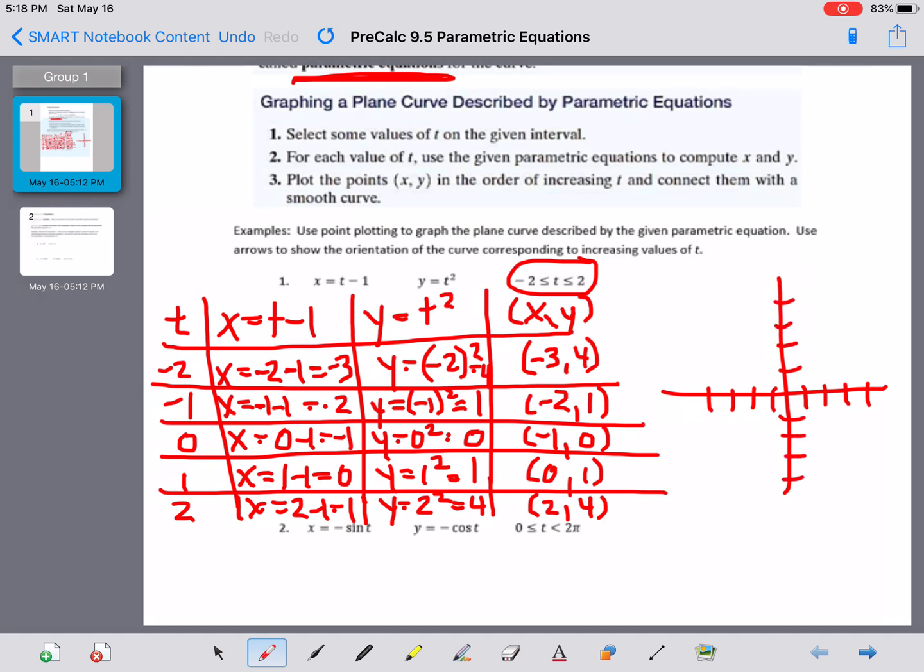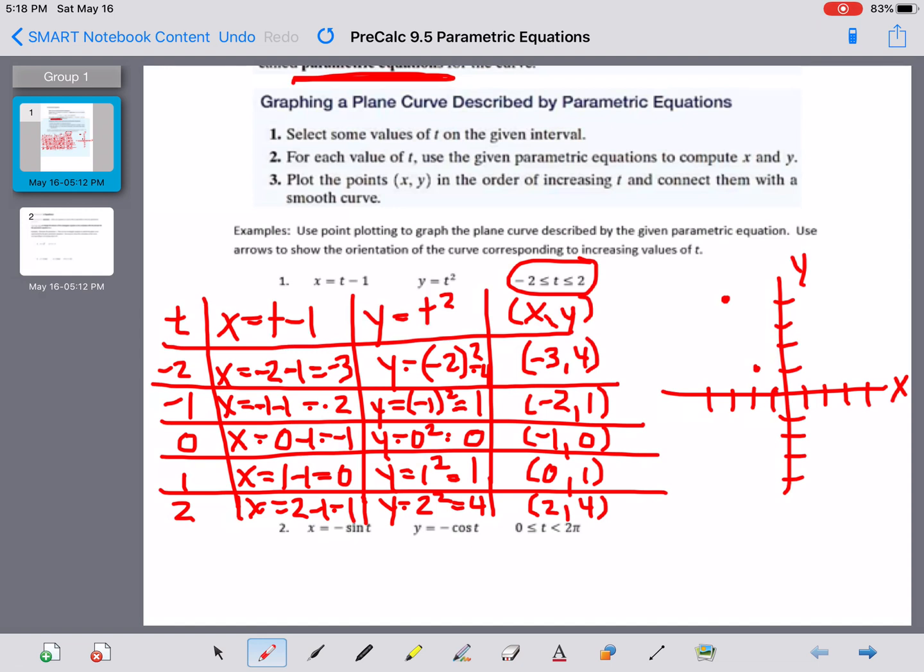Remember, this is still an xy plane. This is not a t. There's no t in here. But the t helped me find these ordered pairs, so I'm still graphing them on an xy plane. So I go to -3, 4. I'm up here. Then -2, 1.